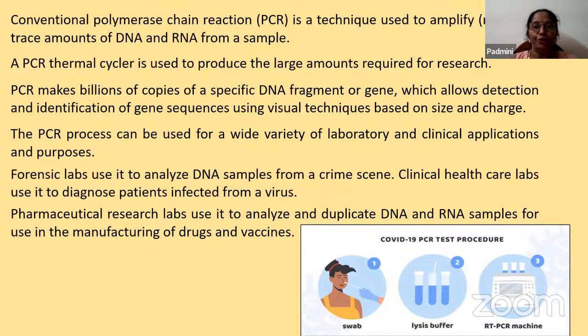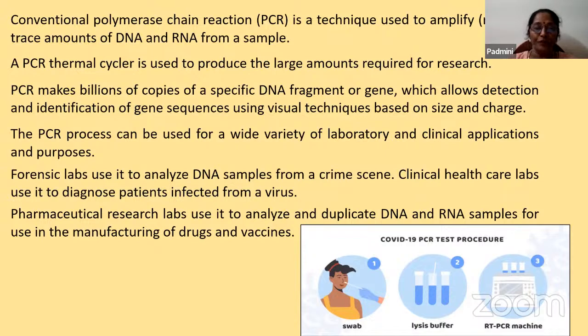The cycler which is going to control the temperature. The temperature is maintained, and you can either increase or decrease it. So the thermal cycler is used to produce the large amounts required for the research. And PCR makes billions of copies of a specific DNA fragment or a gene, which allows detection and identification of the gene sequence using visual techniques based on size and charge. So this can be used for a wide variety of laboratory and clinical applications, and forensic labs use it to analyze DNA samples from a crime scene.